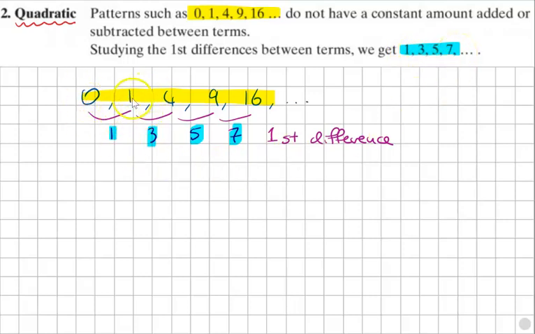So to get from 0 to 1, we add 1. To get from 1 to 4, we add 3. To get from 4 to 9, we add 5. To get from 9 to 16, we add 7. So 1, 3, 5, and 7 is known as the first difference.